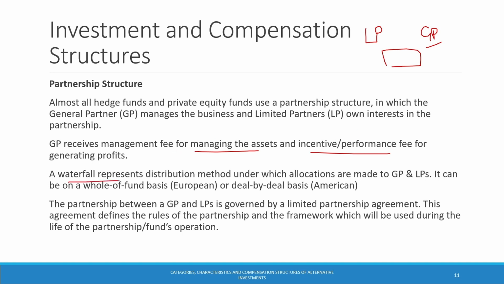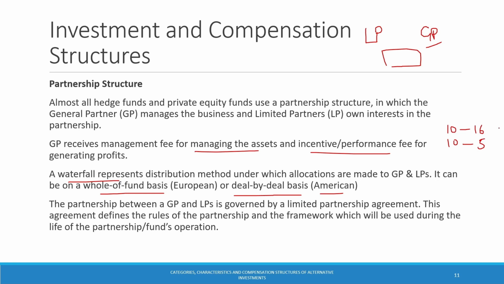A waterfall structure is basically used in a partnership structure to decide how the money will be allocated to GPs and LPs. It can be on a whole of fund basis, which is European, or a deal by deal basis, which is the American structure. An example: let's say you make two investments of $10 million each. Over here you generate $16 million and over here you lose $5 million.